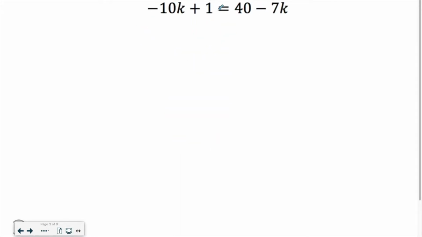Next one, draw your line. And again, you have the variable k on both sides. So if we add 10k to this side, it would make this -k a positive 3k. But if we added 7k to this side, we would still have a negative 3k over here. So I'm going to add 10k to each side to get rid of that negative variable.